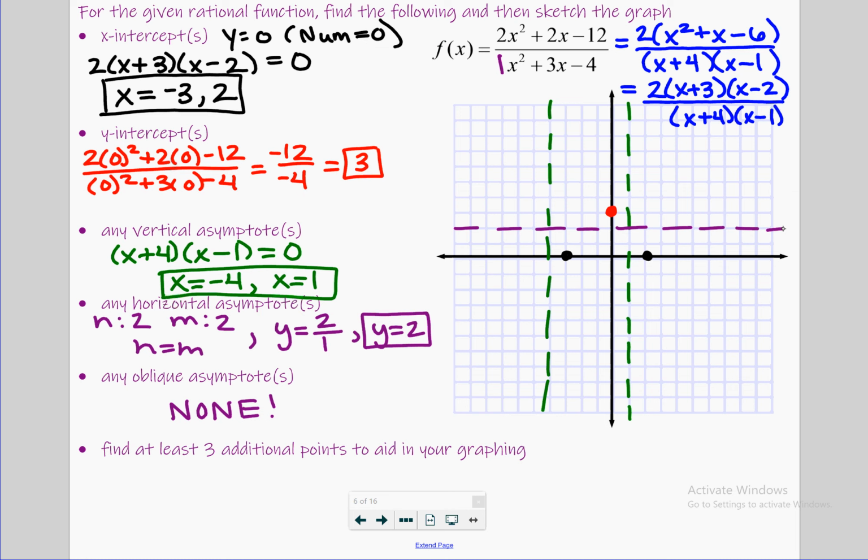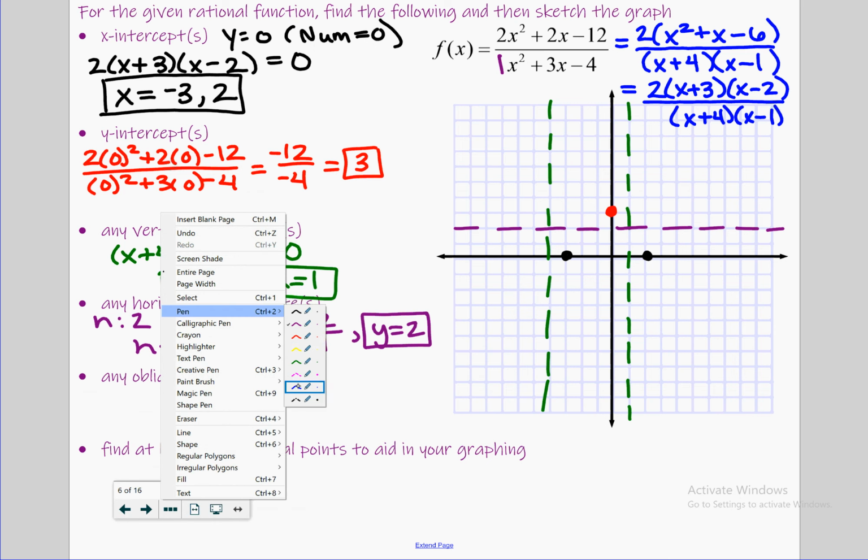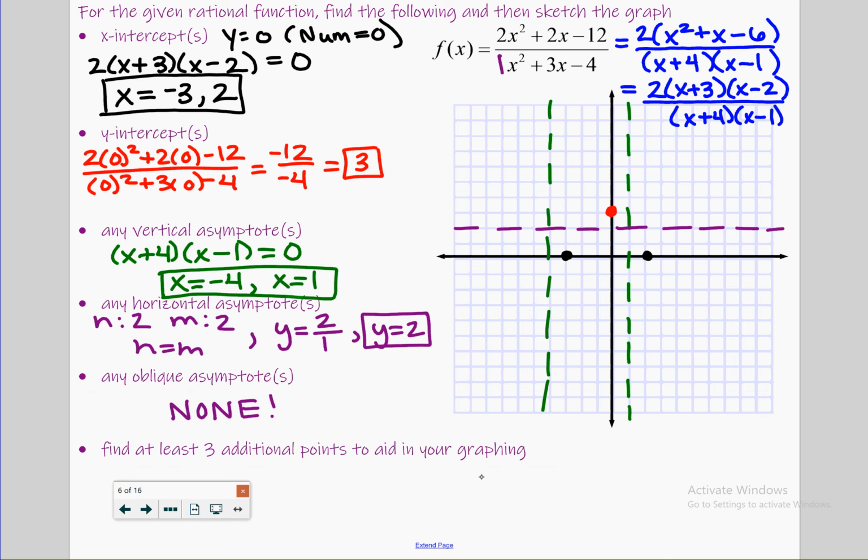Am I allowed to cross a horizontal asymptote? Yes. Am I allowed to cross a vertical asymptote? No. All right. Last thing I need to do is make a few extra points. It says at least 3 additional points. That means don't use x-intercepts and y-intercepts. We already know those.